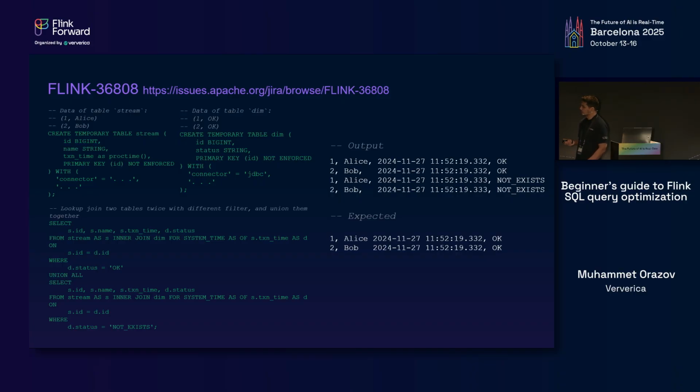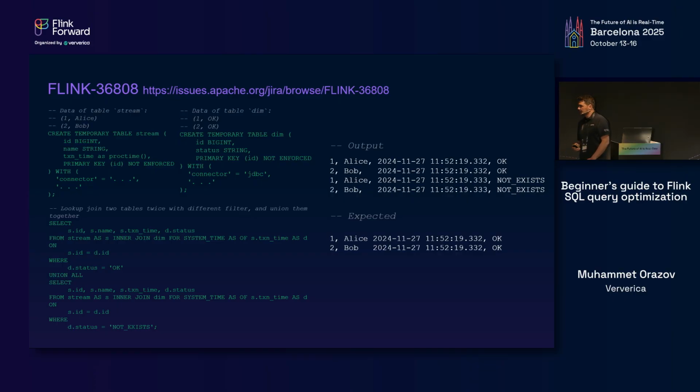So we have two tables here. Doesn't matter what the table is. Basically, we have a large data set, imagine it. So in this table, we have two records with the ID, Alice and Bob. And we have some smaller table, let's call it a dimension table. Again, we have ID and status.